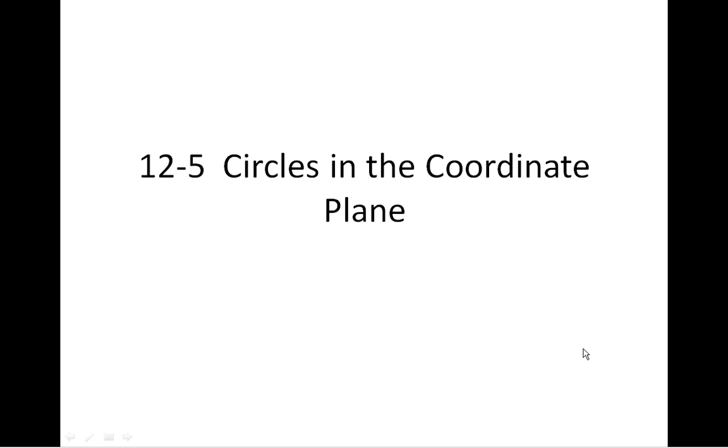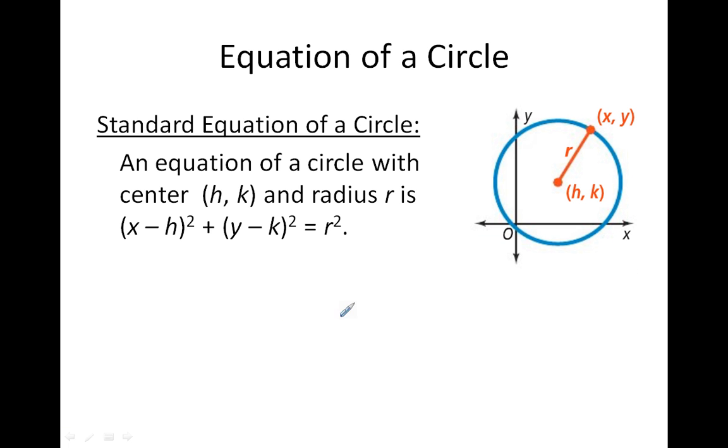For the last section in this unit, we're going to look at circles in the coordinate plane. We're going to look at some equations, and we're going to look at how to graph circles. Now, the standard equation of a circle comes in the form of the quantity x minus h squared plus the quantity y minus k squared equals r squared, where h and k represent the center of the circle. The h is the x value, the k is the y value, and r is the radius.